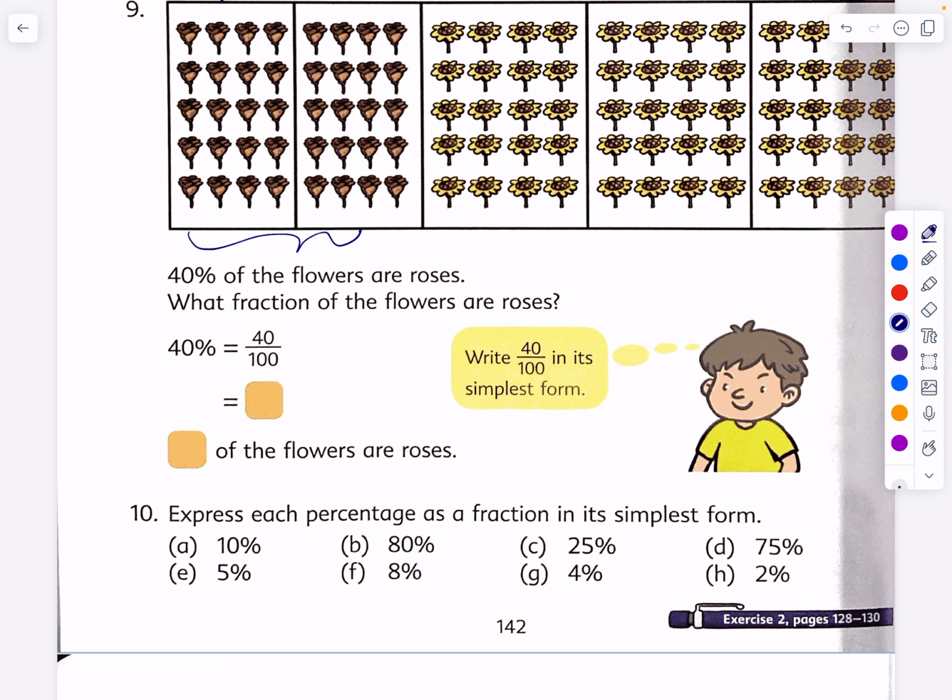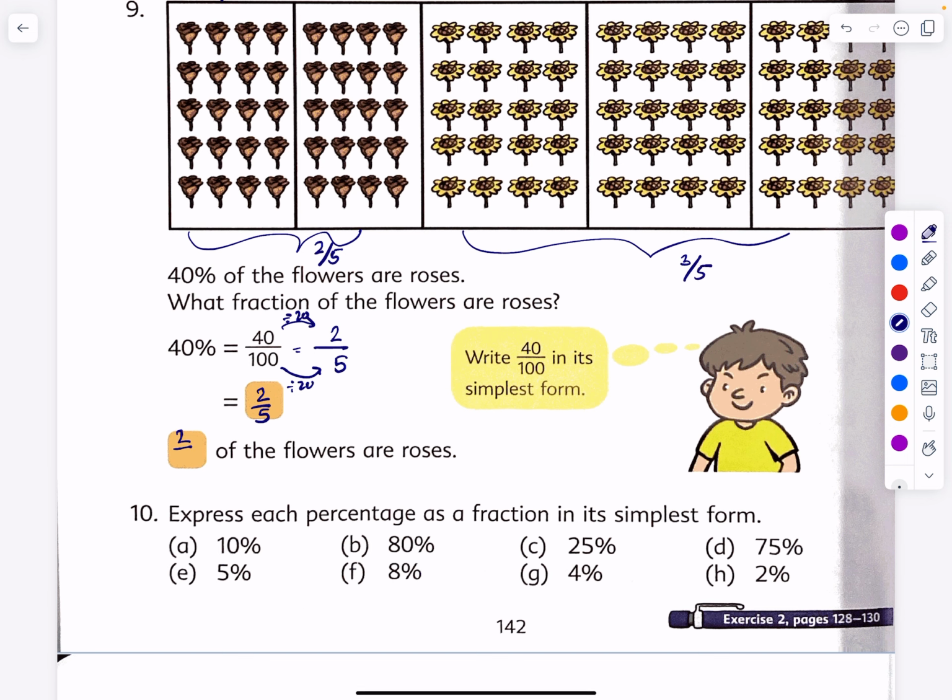This is our 40%. What fraction of the flowers are roses? Well, 40% is 40 out of 100. We need to simplify fractions to make it into simple terms. So both 40 and 100 are divisible by 20. Divide by 20. What we do to the bottom, we must do to the top. What we do to the top, we must do to the bottom to generate an equivalent fraction, and it is the same as 2/5. 2/5 of the flowers are roses, and 3/5 are not roses.